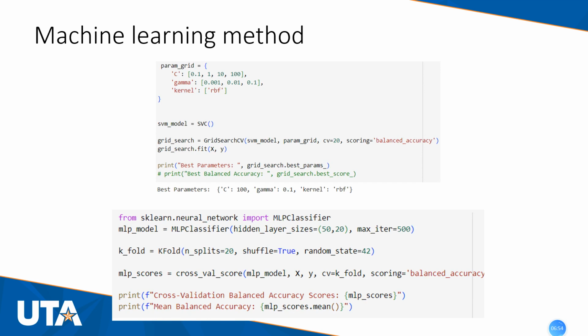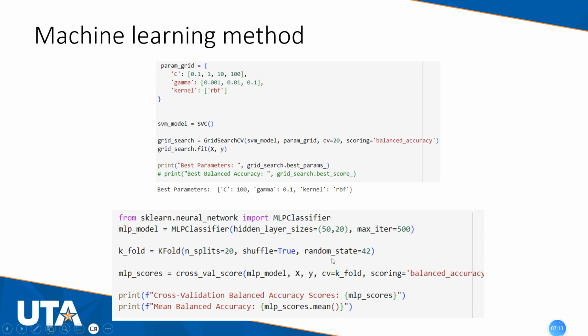We tried different hyperparameters C and gamma because the Gaussian kernel is very useful in this model. So we only set the kernel to RBF. After that, we found the best parameters: C is 100, gamma is 0.1.